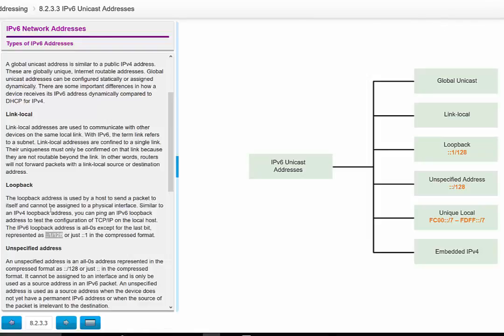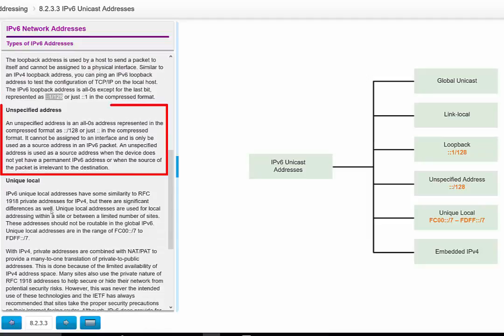There's also the unspecified address, and the unspecified address here is also only one address, and it's ::/128. So it's all zeros basically, and all zeros here indicates an unspecified address. This unspecified address can only be used as a source address, not as a destination.